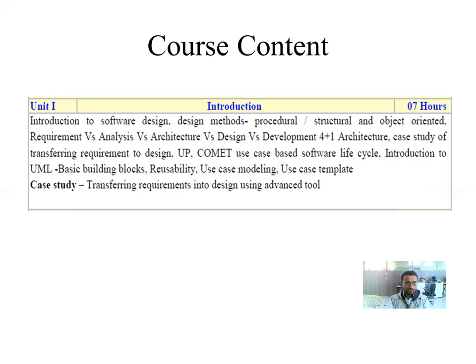So Unified Modeling Language is also there, which has different types of building blocks that we are going to discuss. Then reusability is also there, use case modeling is also there, some use case templates are there. With the help of these subtopics, we are going to discuss the Unified Modeling Language. Then we can also go through the case study, that is transforming requirements into the design using an advanced tool. So we will also go with this case study after discussing unit number 1.